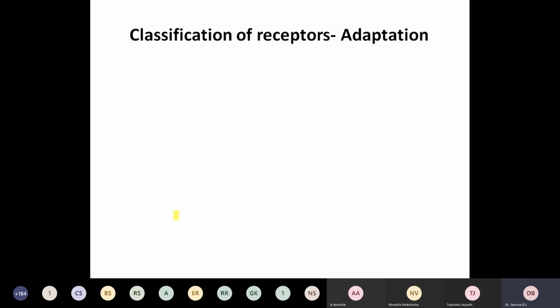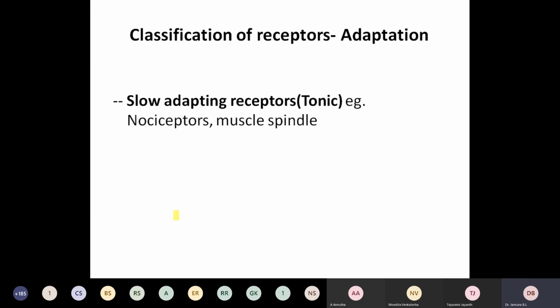Also, you can classify the receptors based on adaptation. Some receptors get adapted to a continuous, constant stimulus. Some receptors do not show this adaptation. So based on that, you can classify the receptors into slow adapting receptors, or tonic receptors, like pain receptors or the muscle spindle. Pain receptors and proprioceptors do not adapt, because constant information should reach the central nervous system, so that you can protect your body from the noxious stimulus, or change your body position according to the need. So these receptors should not undergo adaptation.